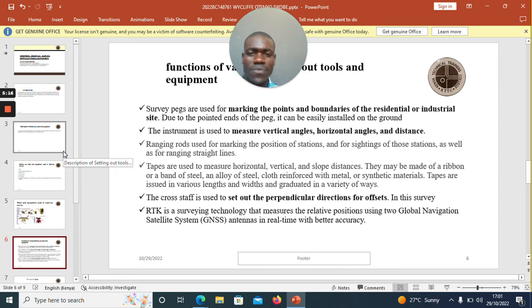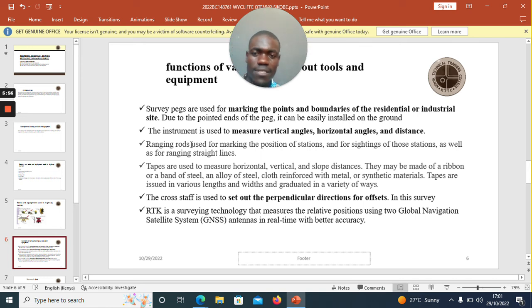Now, the instrument. The instrument is used to measure vertical angles, horizontal angles, and distance. In short, we say it is used for angular and linear measurements. And these instruments, I said we have the theodolite, the dumpy level, total station, GPS, etc. The ranging rods are used for marking the position of stations and for sightings of those stations, as well as for ranging straight lines. These ranging rods come in different colors. Some come with red and white, just for easy visibility.